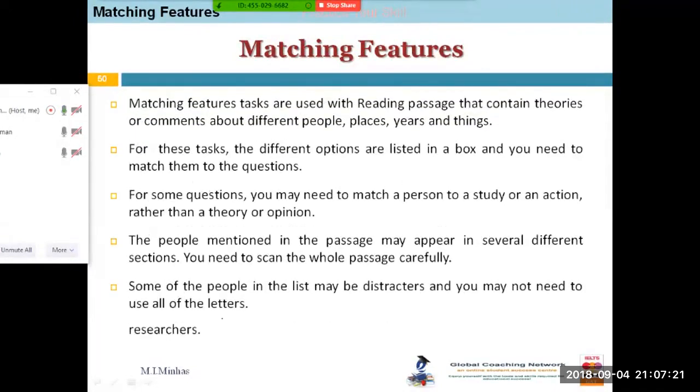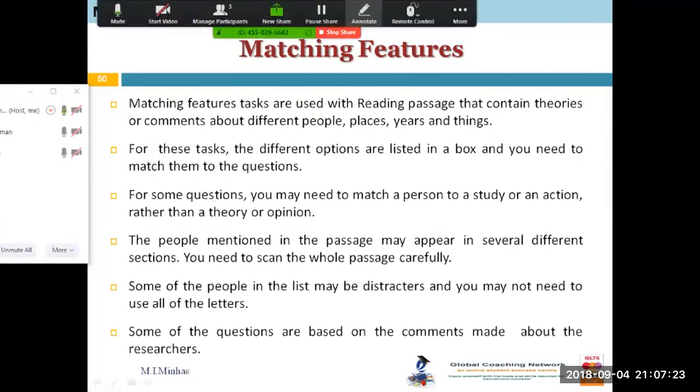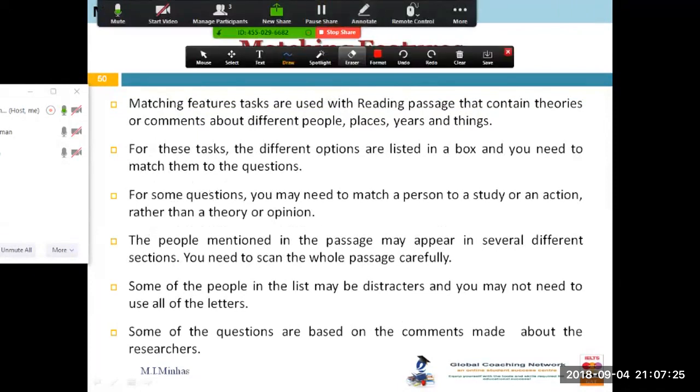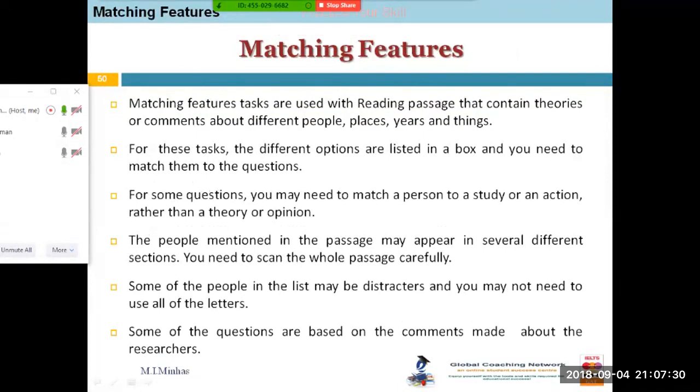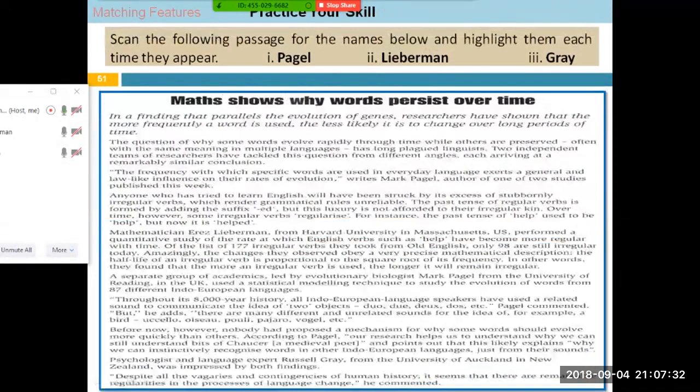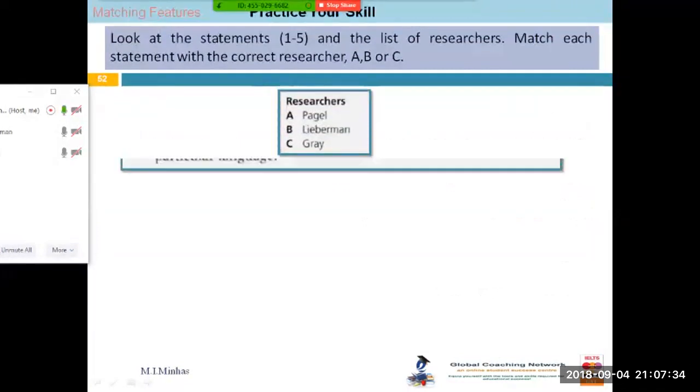Matching features. I told you yesterday, when the doctor was there, I told her about matching feature questions. Let me first show you a matching features type question, and then I'll come back and we'll start this topic.